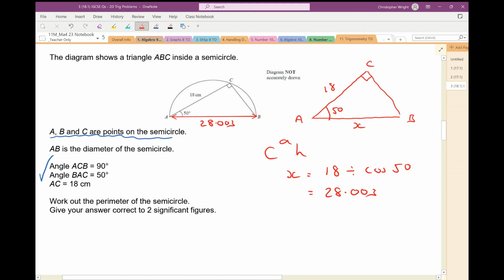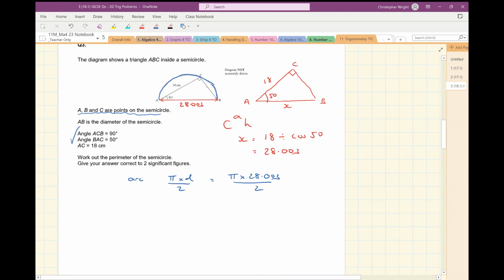Now, if I'm going to find the perimeter of the semicircle, I also need to find this blue length here. Well, that blue length is half a circumference, isn't it? So the length of that arc is going to be, the circumference of a circle is pi d, so it's going to be pi d divided by 2. Now, what's the diameter of the circle? It's 28.003. So the arc is going to be pi times 28.003 over 2, whatever that is.